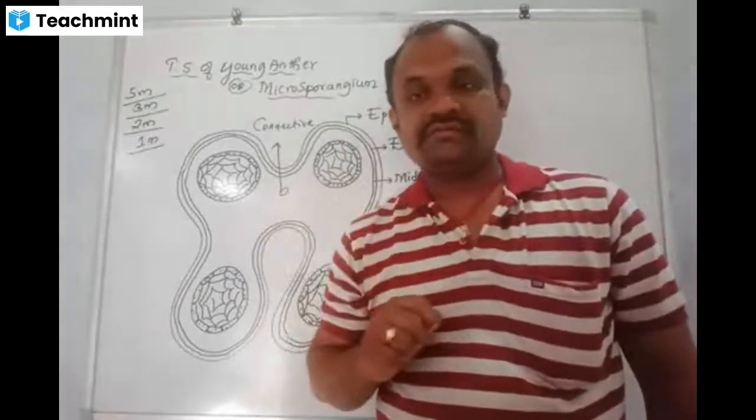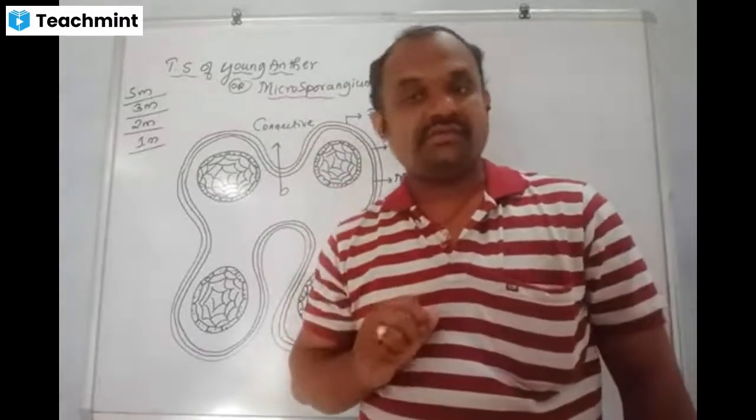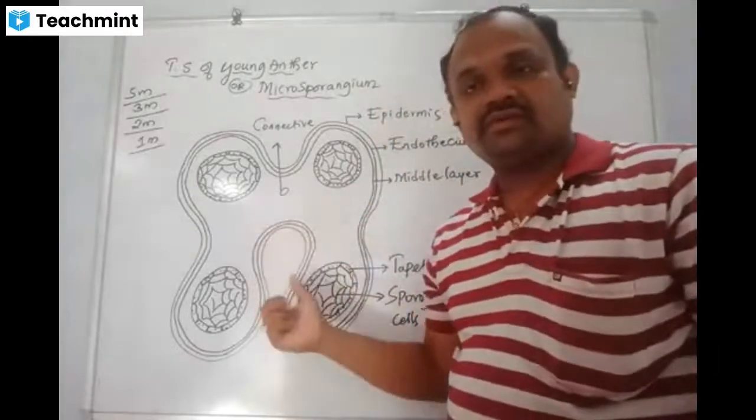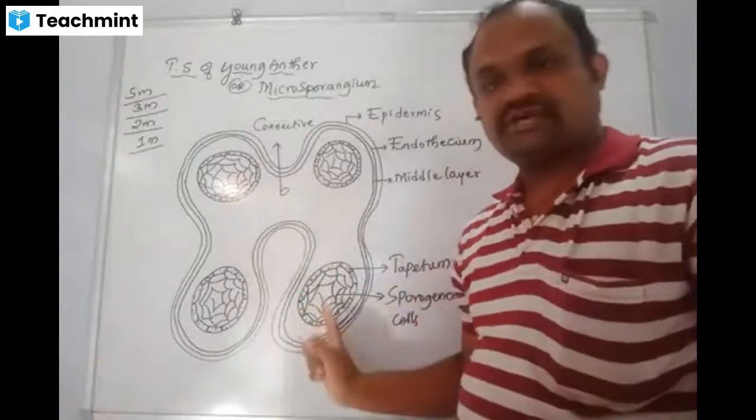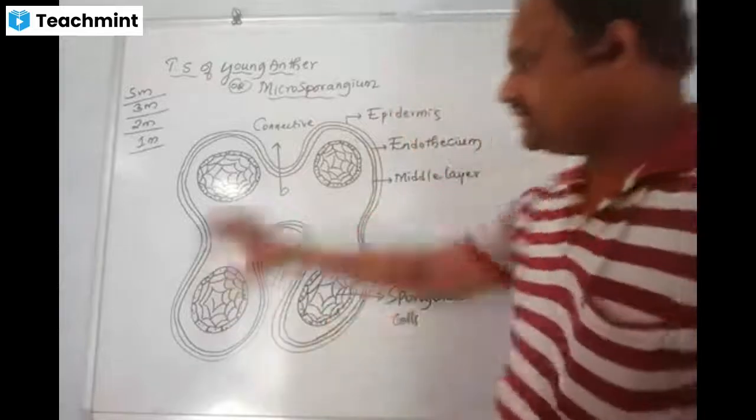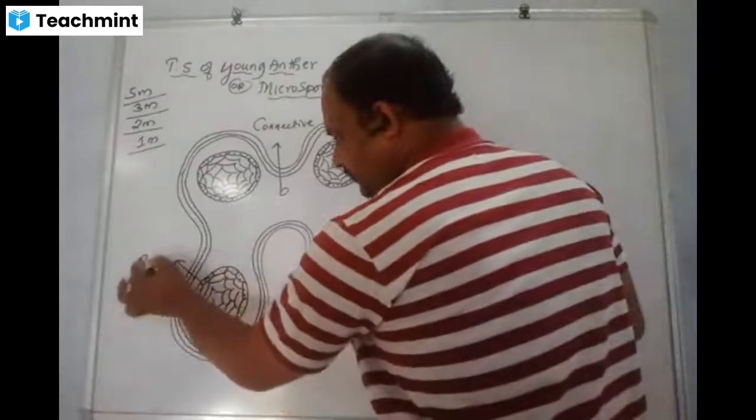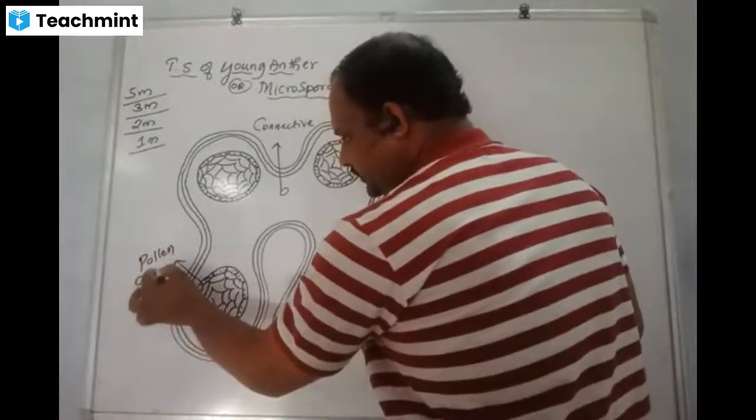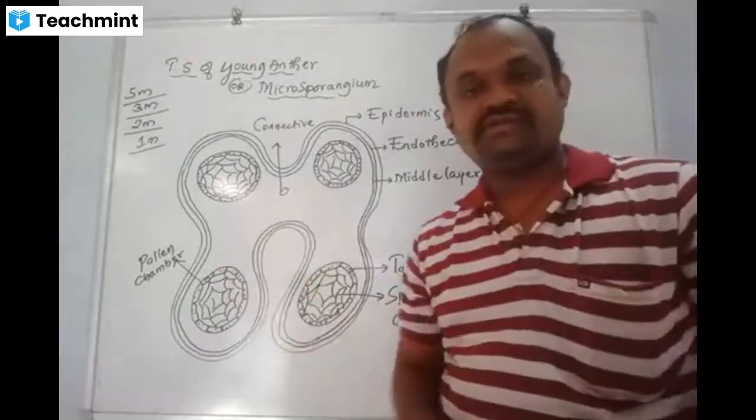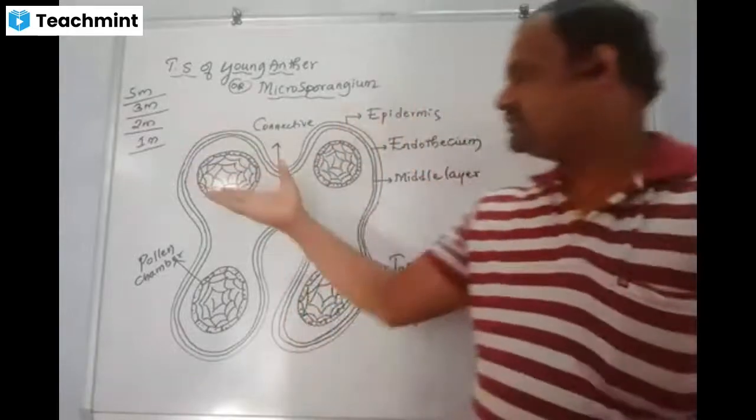So the monothecous anther means the anther having a single lobe. But the dithecous anther has two lobes, as we discussed. So in the dithecous anther, inside there are four pollen chambers present, tetragonal in shape. The dithecous anther always has four pollen chambers, but in the monothecous anther, only two pollen chambers are present.